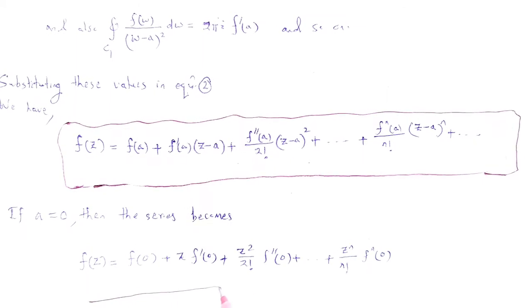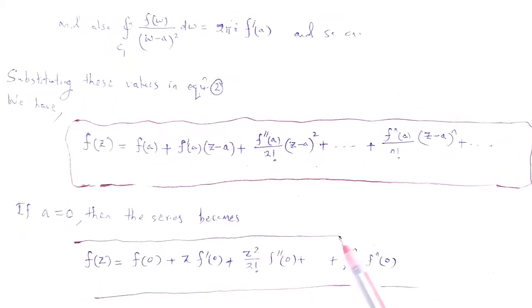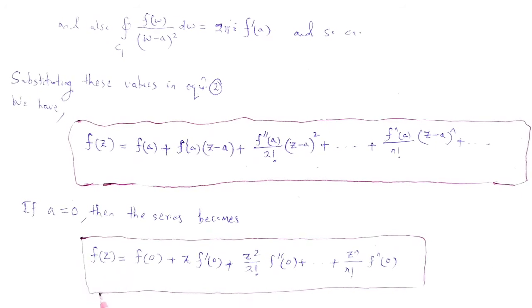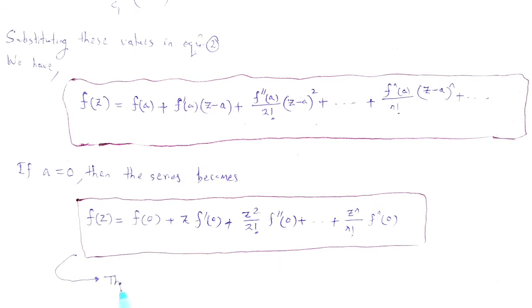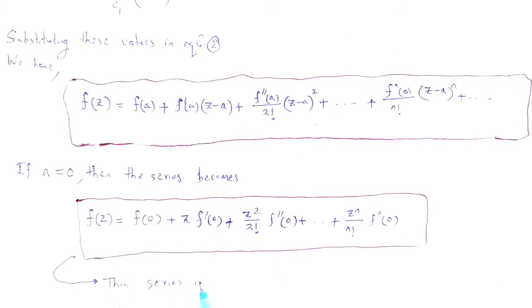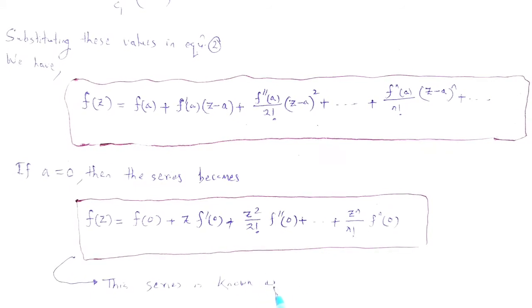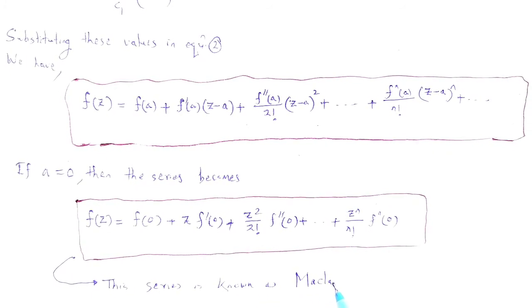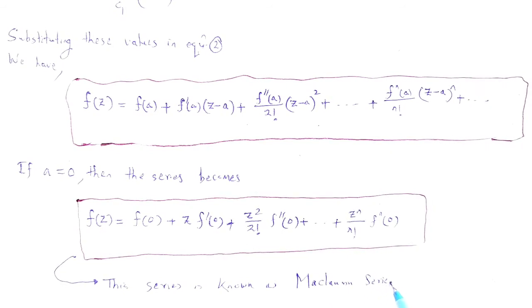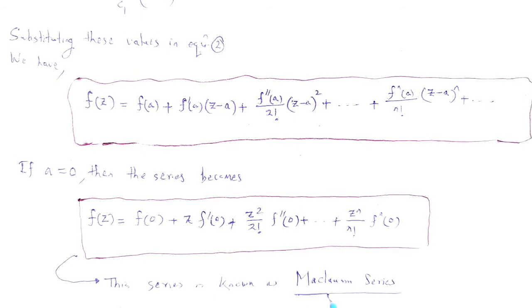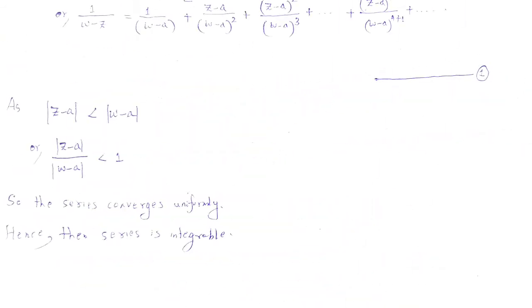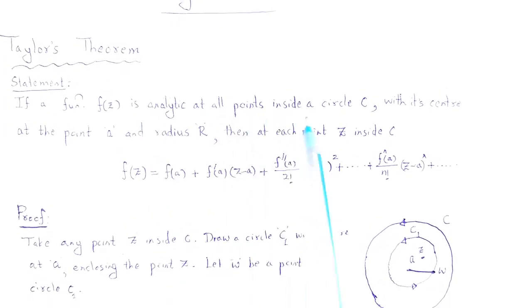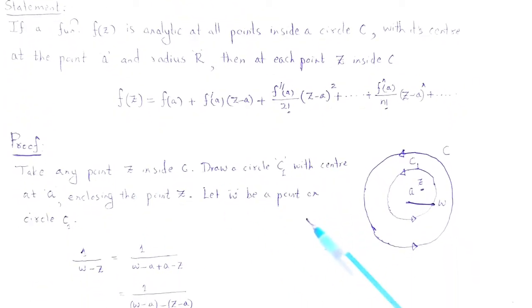That type of series when we evaluate at origin is named as the Maclaurin series. This series is known as the Maclaurin series. When we expand that series at origin, the Taylor series converts into the Maclaurin series. So here we state the Taylor's theorem and its proof.